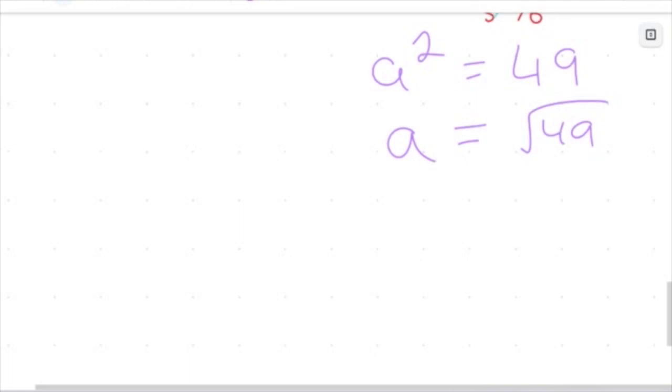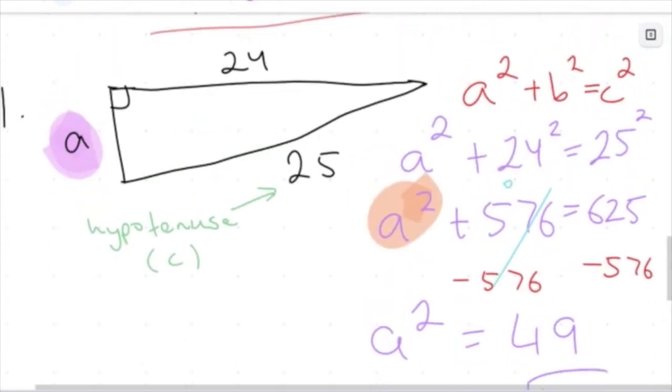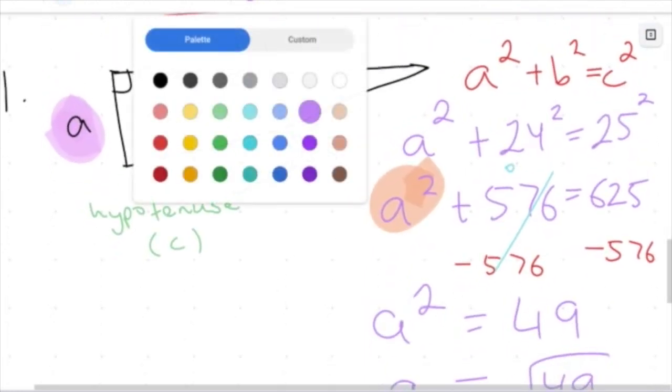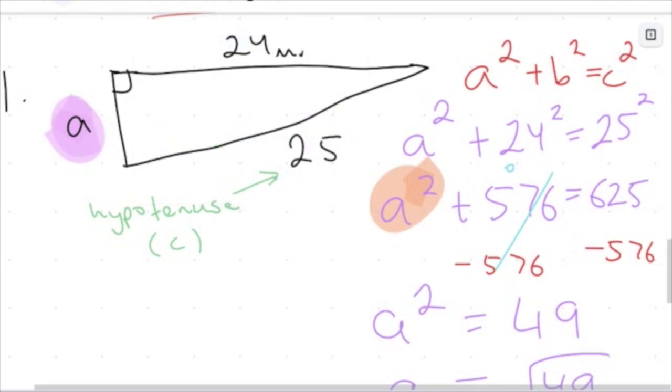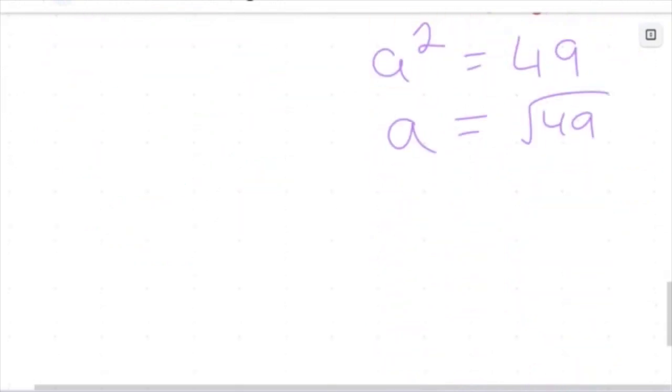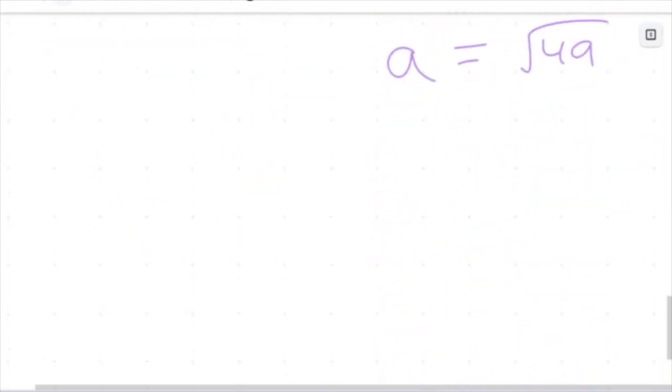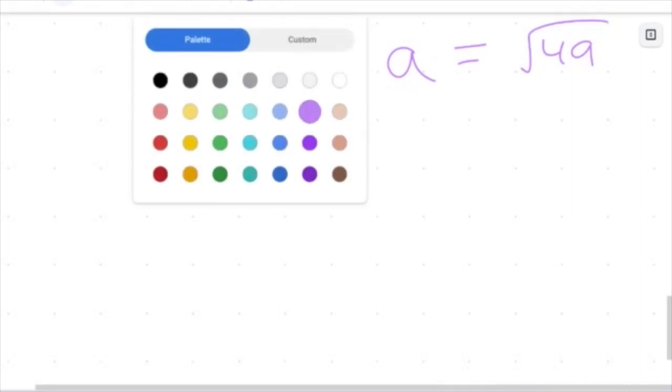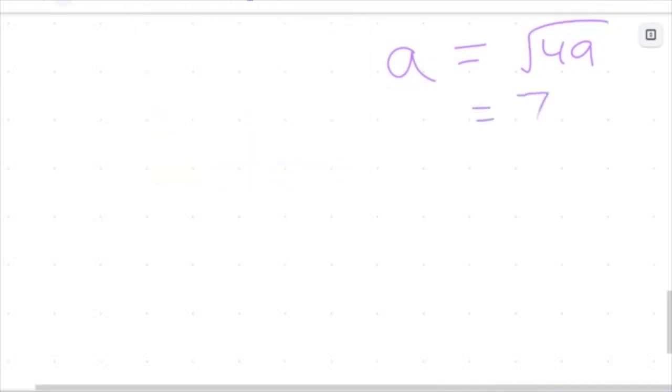But remember here, we're looking at measurement. So let me put some units here. We are looking at a length measurement, which means we're going to have something positive. We're not going to have negative 7 millimeters here. We're using a positive length. So that at the end just gives me 7 millimeters as my answer.